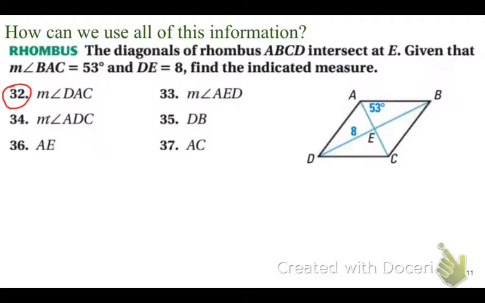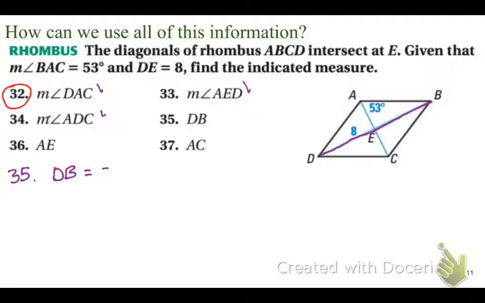Now we've looked at all these angles, and now they're going to ask us about the line segments. So let's look at 35. They're looking for DB. Where is DB? It's this diagonal right there. So now we know, because this is a parallelogram, that these two diagonals, DB and AC, bisect each other.